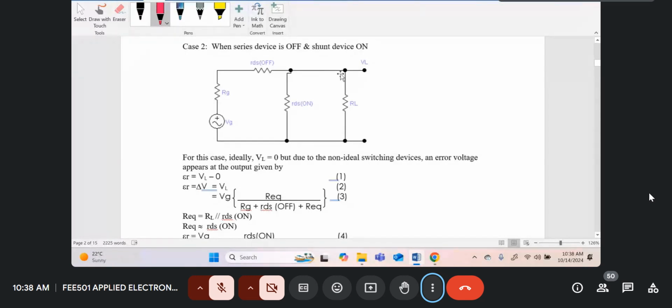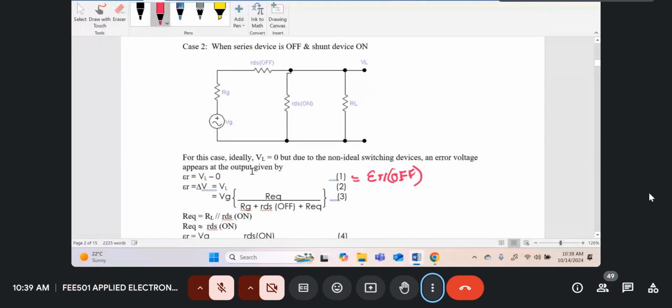But because these are not ideal devices, we are going to get a small voltage at the output, which we are calling VL. And therefore the error shown by equation 1 over here, which is equivalent to our error off, is our case 2 error, the same as the error for the off state of our system. It's given by VL minus 0, where 0 is supposed to be the ideal value. So it's just equal to VL.